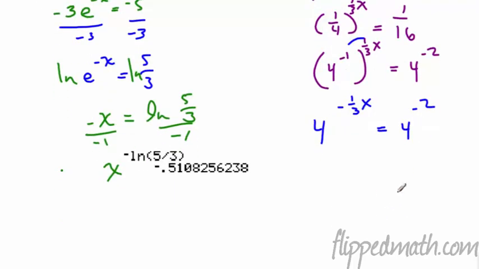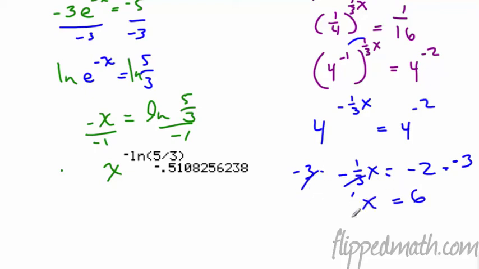So this simplifies very easily into just the exponents have to be equal to each other. So I can multiply both sides by negative 3. Multiply by negative 3 over here. All right, we get 6. They cancel. X equals 6. All done.